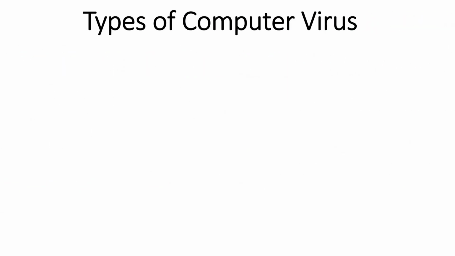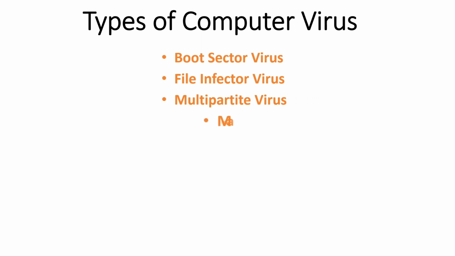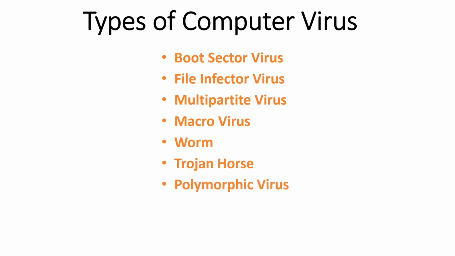There are different types of computer virus such as the boot sector virus, file infector virus, multipartite virus, macro virus, worm, Trojan horse, polymorphic virus, and so on. But only these types of virus will be discussed. So let me start with the boot sector virus.